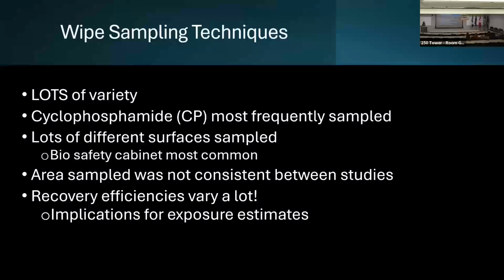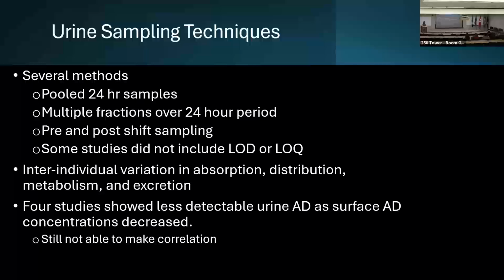There's also a variety of different surfaces that were sampled in each study, with the biosafety cabinet where the compounding actually occurs being the most common, compounding being the handling of that anti-neoplastic drug. And then the amount of areas sampled was not consistent between the studies. While commercial kits for anti-neoplastic drugs have a specific template that you can use to get the same surface area between samples, these studies weren't necessarily using commercially available kits. And as I said before, recovery efficiencies can vary a lot, and that has implications for exposure estimates.